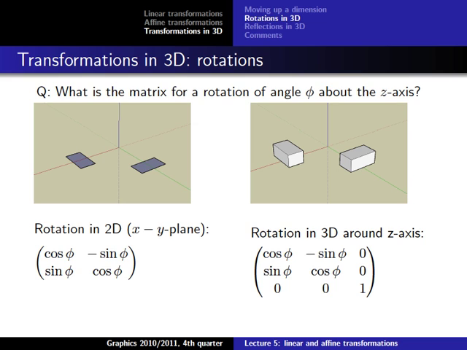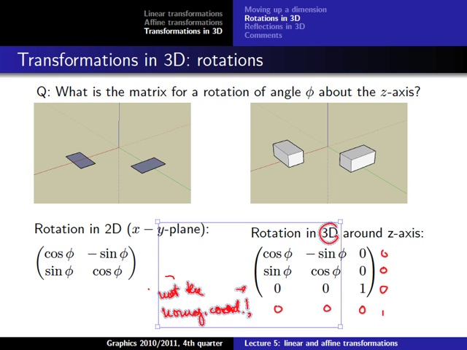Now be careful, these are not homogeneous coordinates, because we're in 3D now. If we also want to do a translation, we have to add homogeneous coordinates, but then we will get a 4 cross 4 matrix. So not these, but these are.